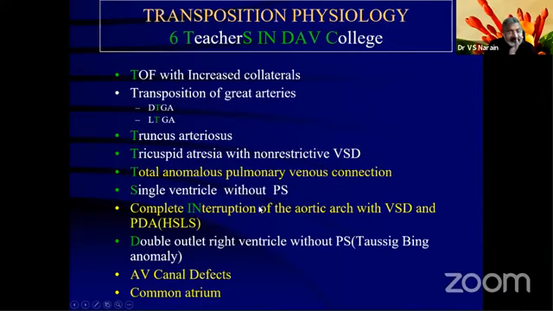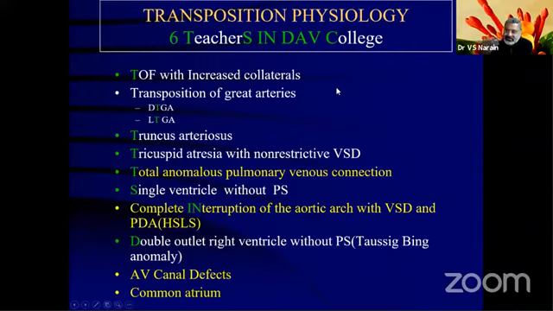S is for single ventricle, D is for double outlet, IN is for interruption of the aortic arch, and that is the hypoplastic left heart situation, AV canal defects, and common atrium. So 6 teachers in DAV college. D is for double outlet, AV canal defects, and C is for common atrium. So just to remember the different anatomical variations within transposition physiology, you have 6 teachers in DAV college. So tetralogy, 5 TDS, triology, PAT, and transposition physiology, 6 teachers in DAV college.